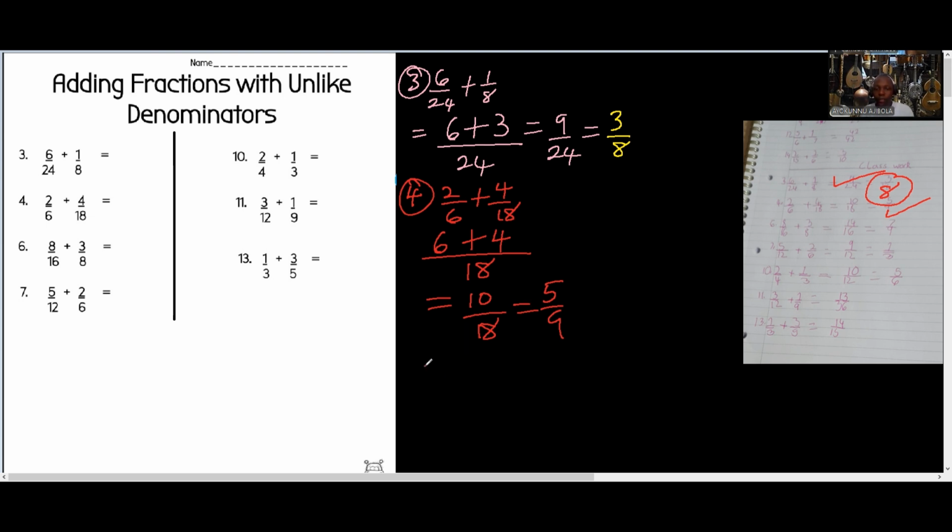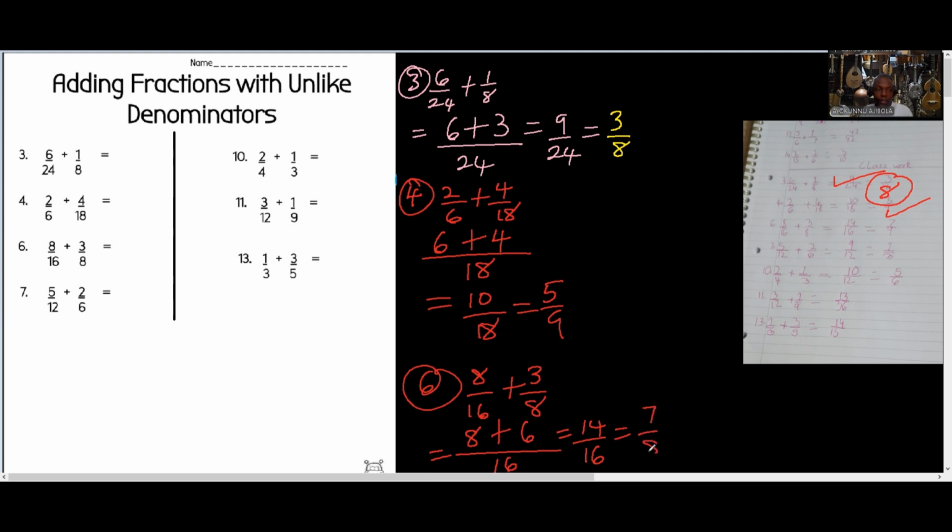Then number 5, oh, number 5 is not there, number 6: 8 over 16 plus 3 over 8. So the LCM is 16. 16 in 16 is 1, 1 times 8, and 8 in 16 is 2, 2 times 3 is 6. And this is 14 over 16, which is 2 here 7, 2 here 8. So this should be 8, okay? 7 over 8.